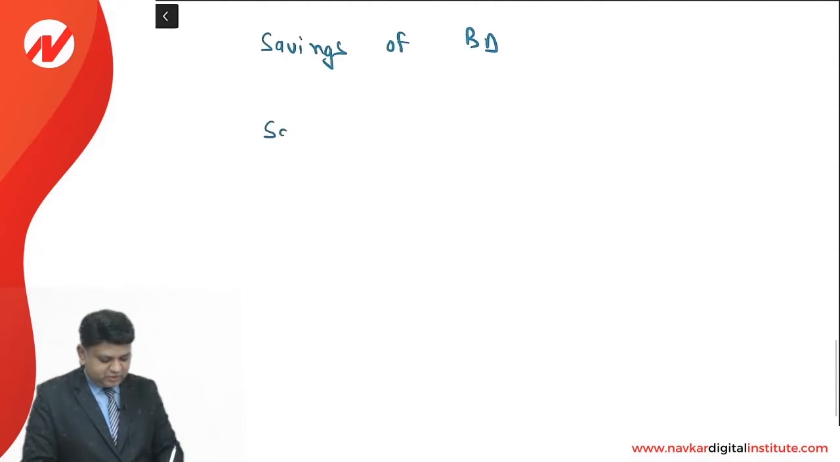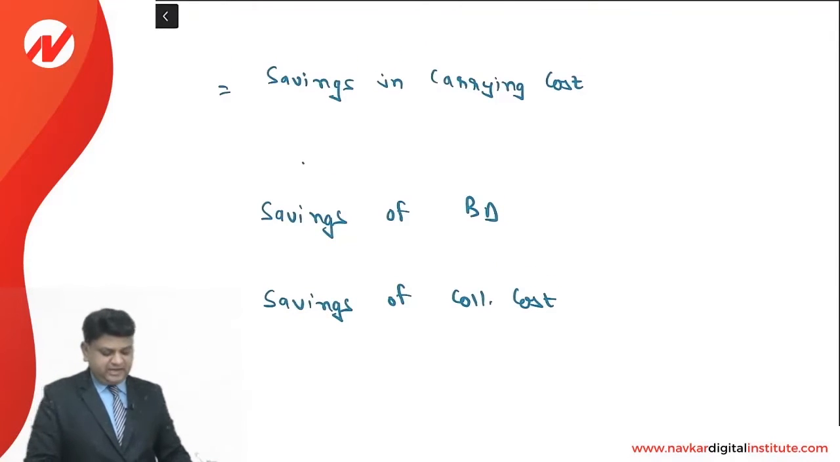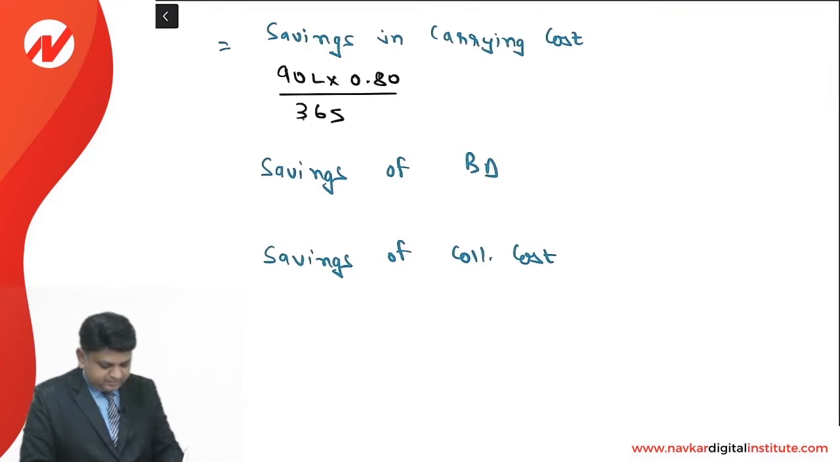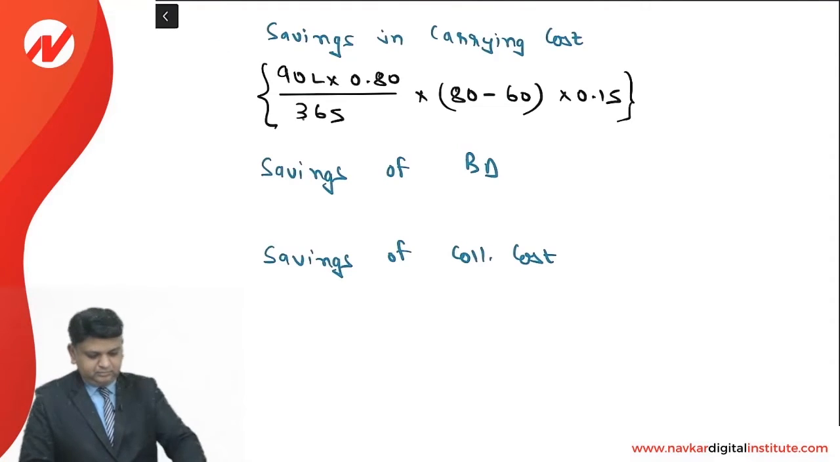Next will be savings of collection cost. So these are the three advantages that you will have, which you can compute like this. That is 90 lakhs into 0.8, that is 72 lakhs, divided by 365, into 80 minus 60. So it reduces by 20 days, into 0.15. So use your calculator: 90 lakhs into 0.8, 72 lakhs into 20 into 0.15 divided by 365.